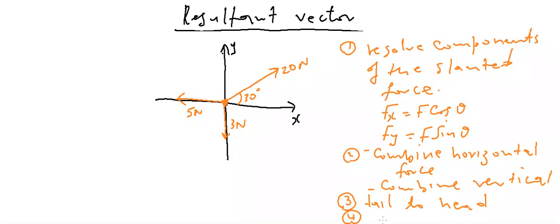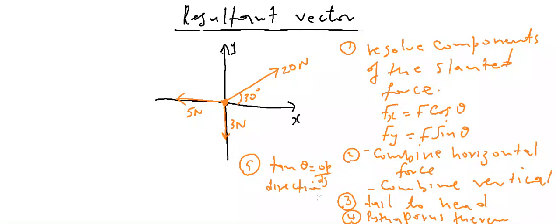Number 4, the last one. Use Pythagoras theorem to calculate the resultant force. Step number 5, tan theta is opposite over adjacent, to get the direction. To get the direction, you are going to use tan theta is equal to the opposite over adjacent.